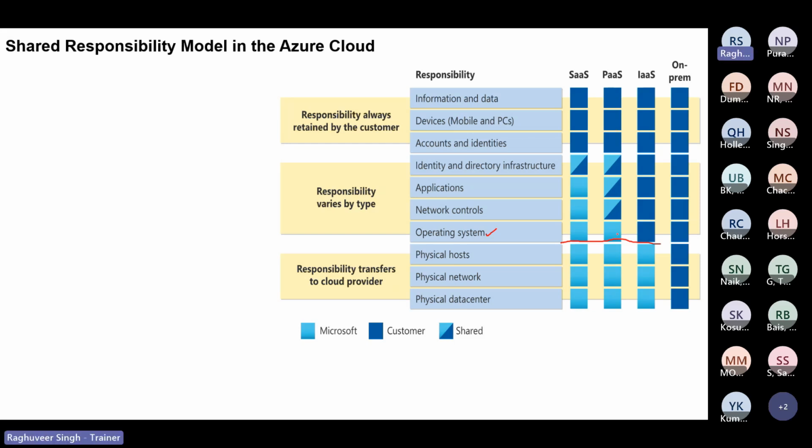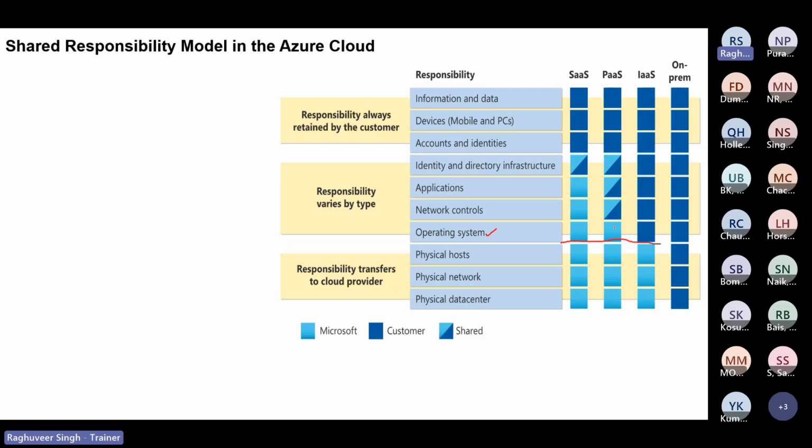In the platform as a service model, it is the responsibility of Microsoft. Why? Because in the platform as a service model, you are only responsible for your application and the data that it generates, or the data that you store, which your application needs.